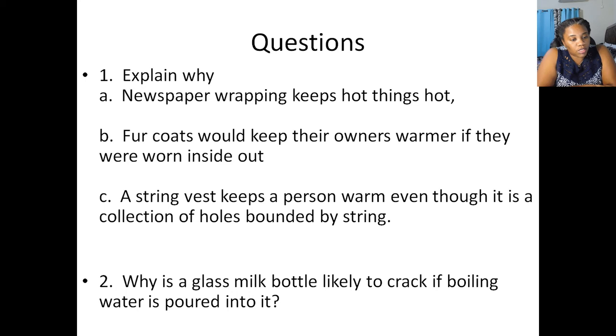A string vest keeps a person warm, even though it is a collection of holes bound by string. Well, depending on what the string is made of, if it's wool, it would do its part by trapping some heat. It's a poor conductor, number one, if it's made of wool. And it will keep you warm to some extent, right?